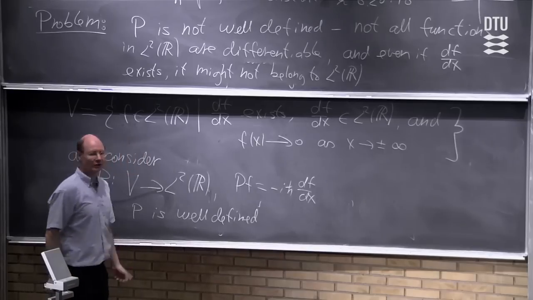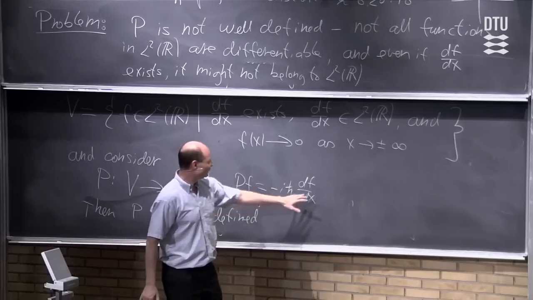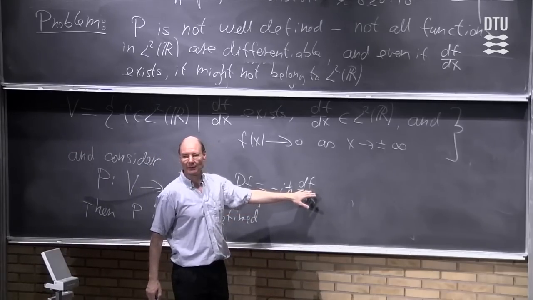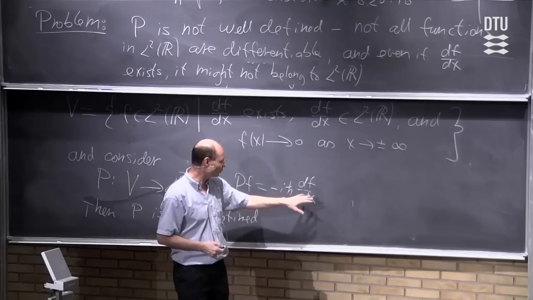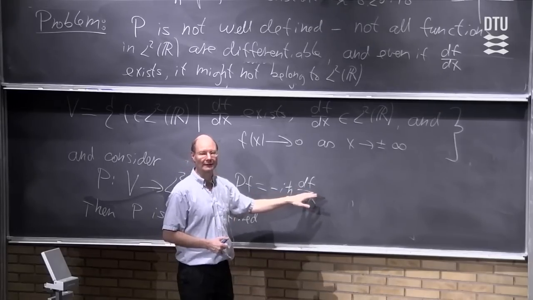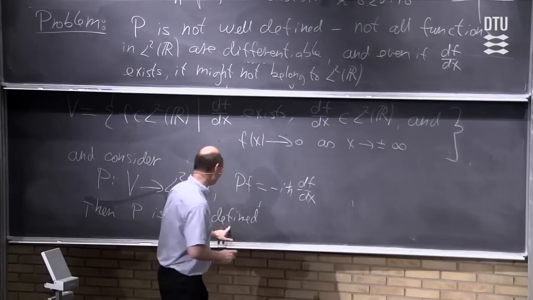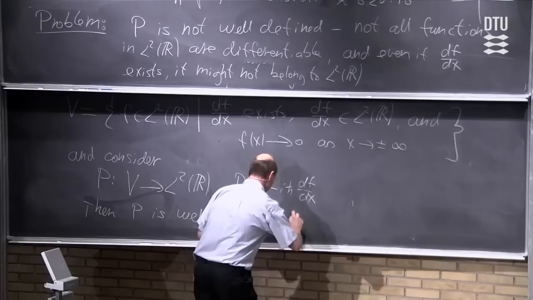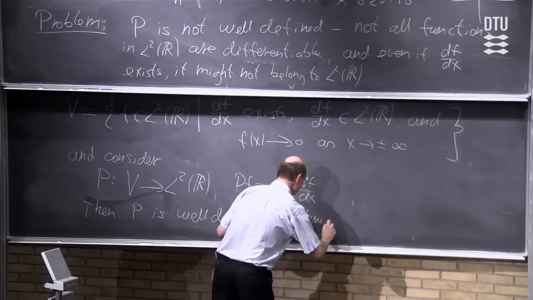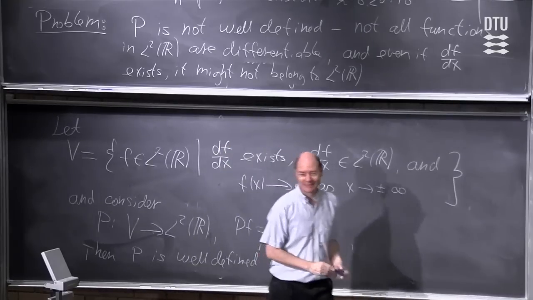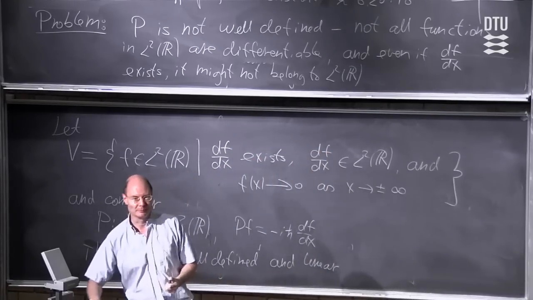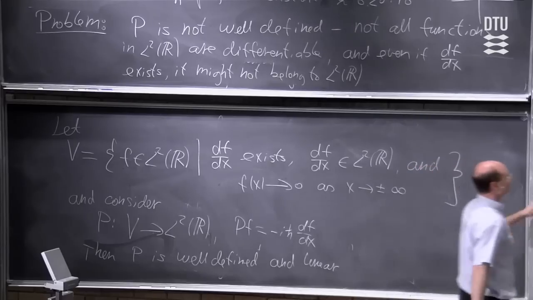And actually, it is also linear, because you know, if you want to differentiate a linear combination of functions, you just do it by differentiating each of the functions that appear there. So you know that the differential operator is linear. So it is well defined and linear. So it starts a little bit better now, but we get a new problem. So can anybody tell me what is the problem now?